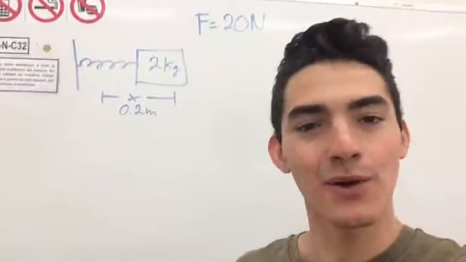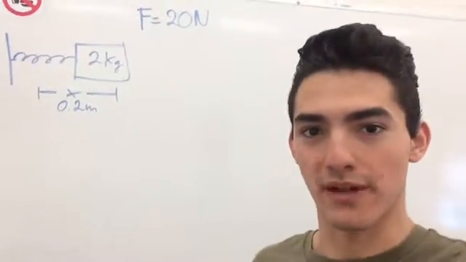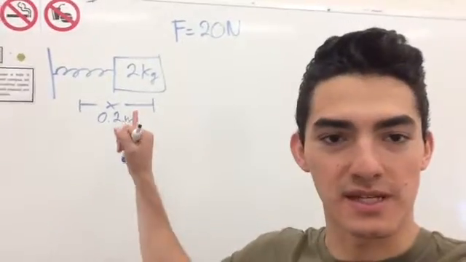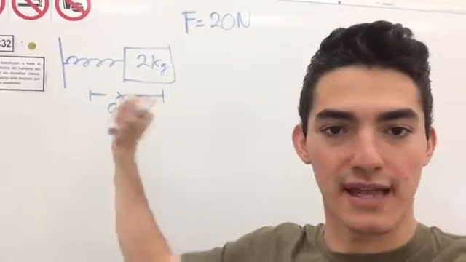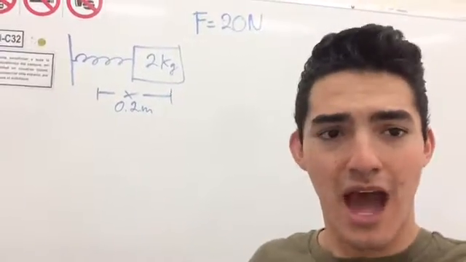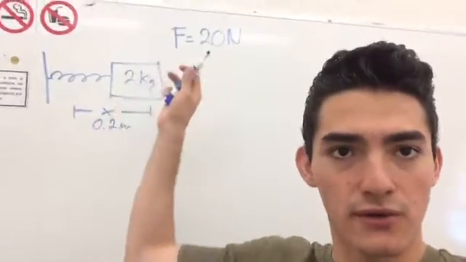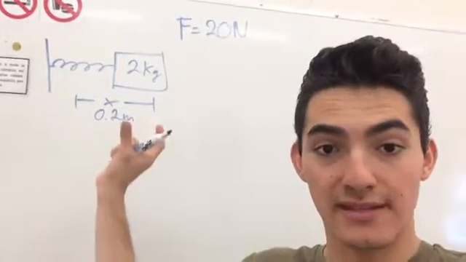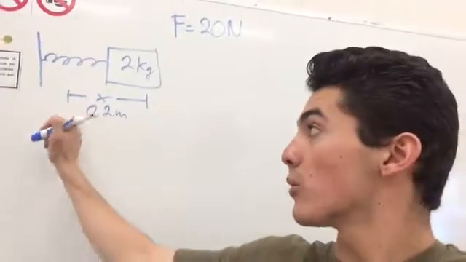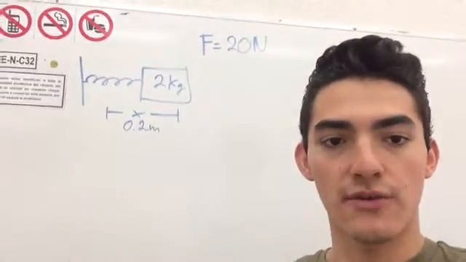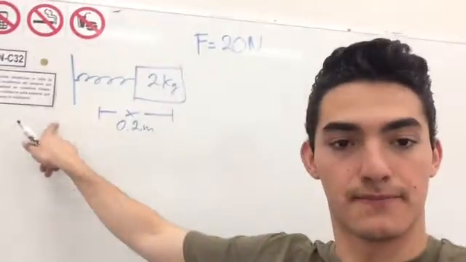Hi, I'm going to solve quiz 1 from week 4, which says as follows. A 2 kilogram object is attached to a string and placed on a horizontal, smooth surface. A horizontal force of 20 newtons is required to hold the object at rest when it's pulled 0.2 meters from its equilibrium position, the origin of the x-axis.